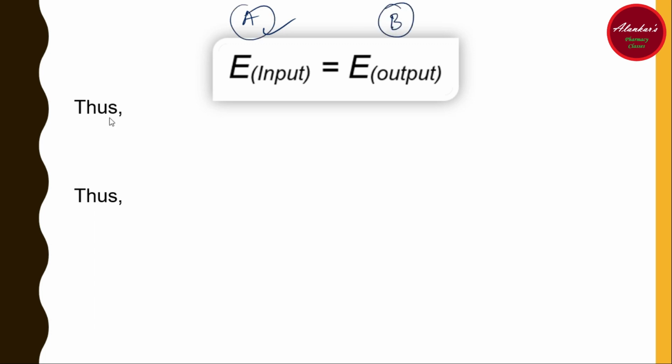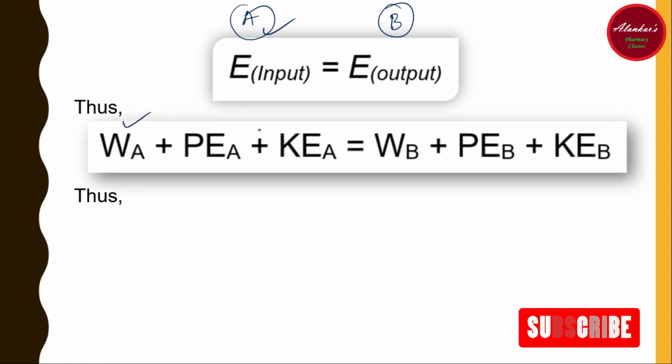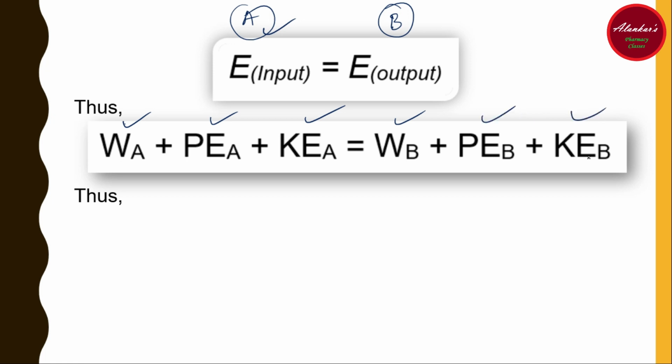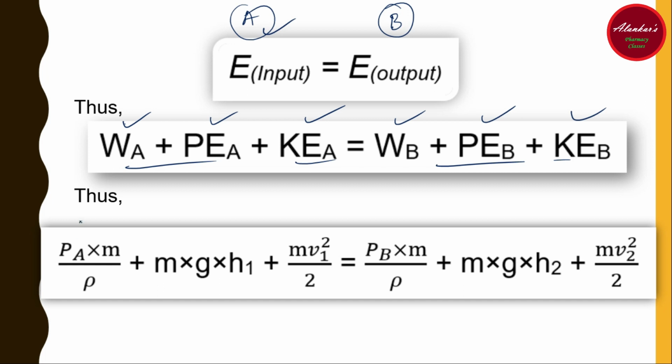Thus we can write this equation as WA, that is the work input at point A, potential energy at point A, and kinetic energy at point A, equals the work output at point B, potential energy at point B, and kinetic energy at point B. Thus, we can also write this equation as the pressure energy at point A plus potential energy at point A plus kinetic energy at point A, equals the pressure energy at point B, potential energy at point B and kinetic energy at point B.